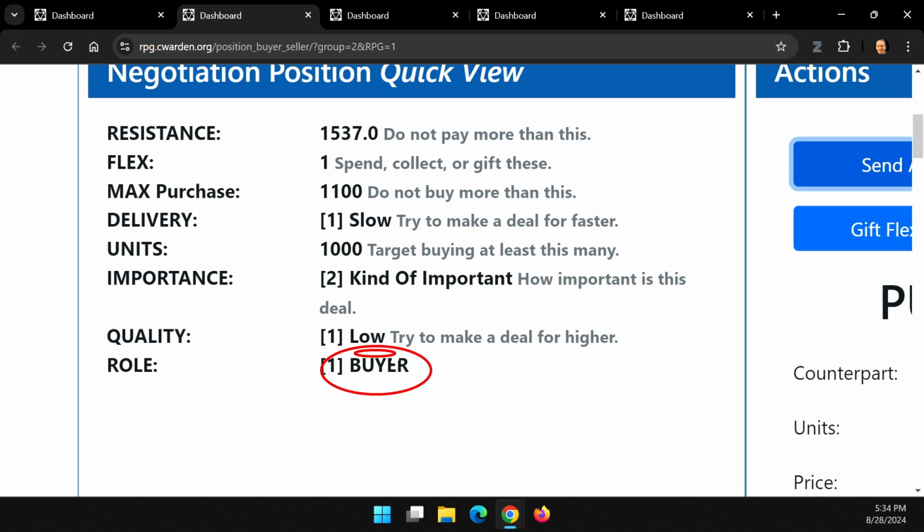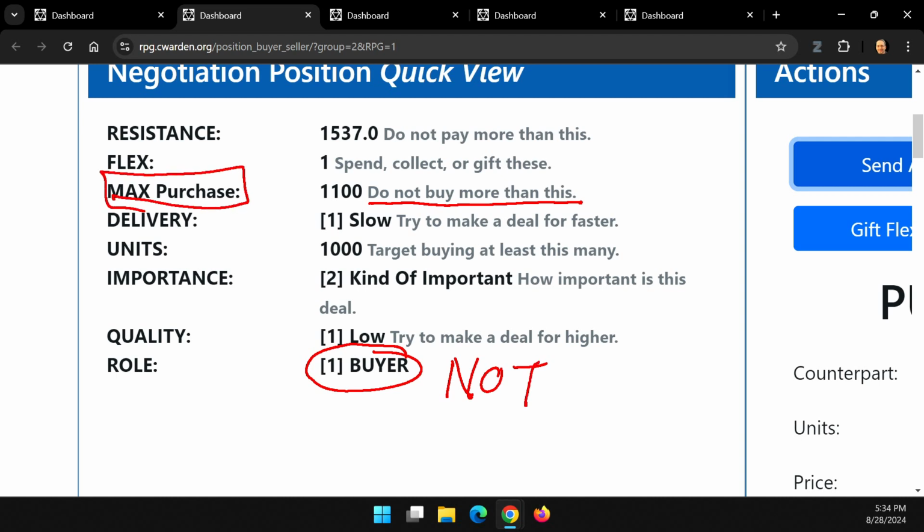Now this buyer has a maximum purchase amount. Their maximum purchase is 1,100. And you can see here, very important, do not buy more than this. If you are a buyer, you cannot go over this maximum purchase. It is super important. Very, very important.